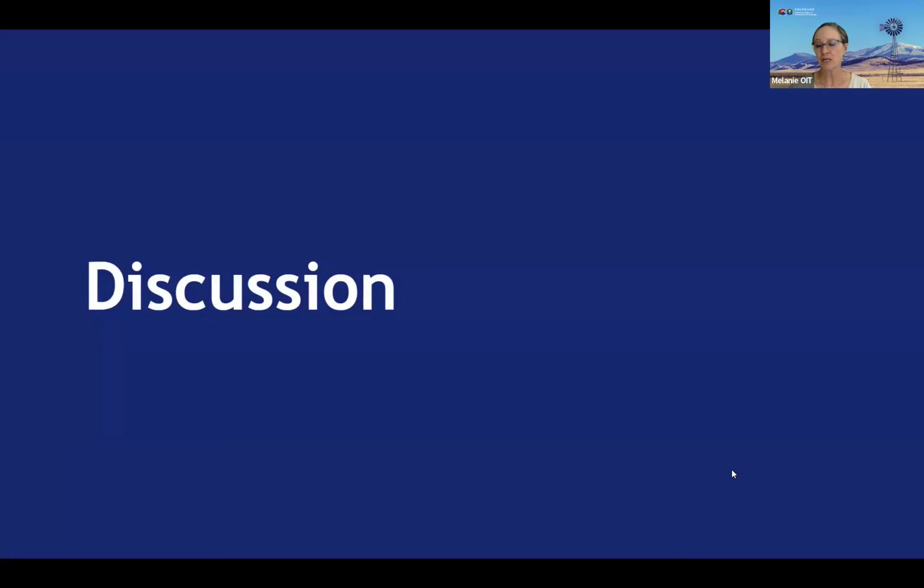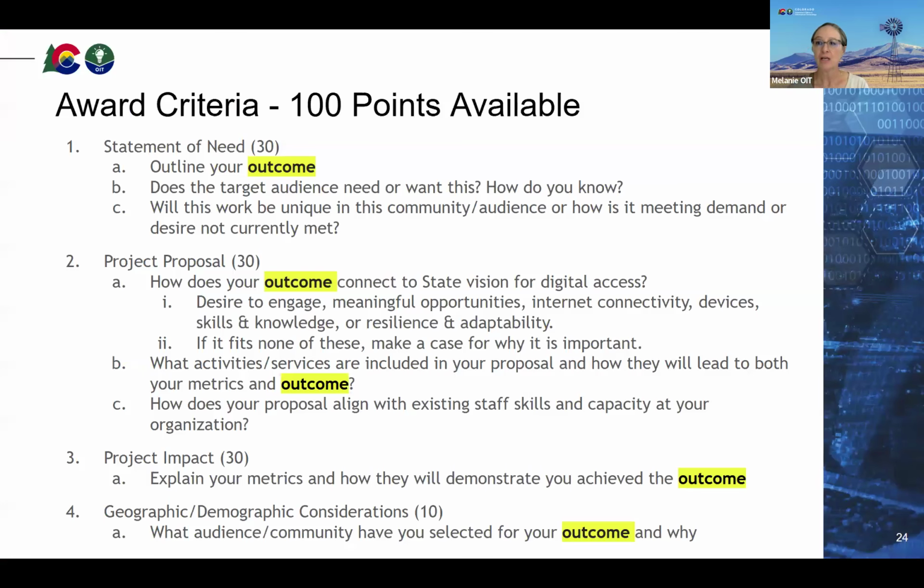We did the discussion already, so go ahead. This is the same slide I showed earlier, but with the word outcome highlighted, because if you write a good outcome, it will help you write your statement of need.